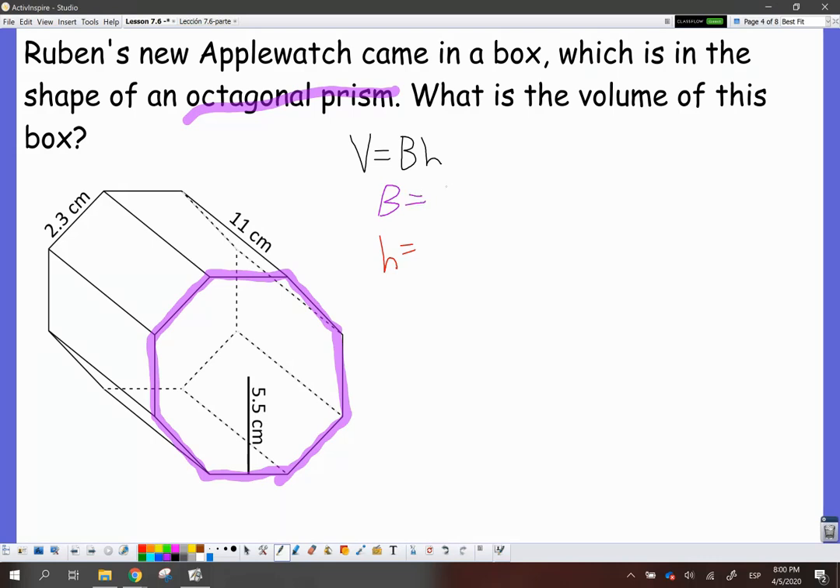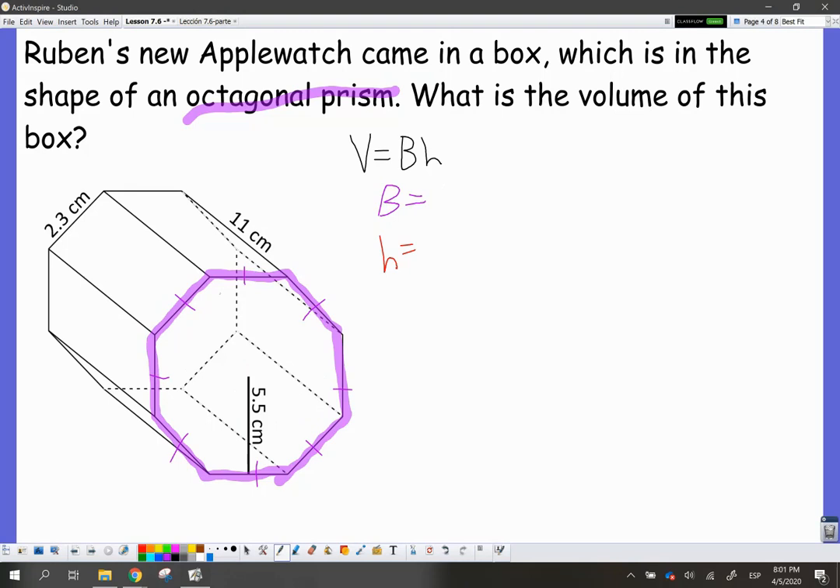Now, since this is a regular octagon, I know that every side is congruent. We're going to be using our formula for area of an octagon. Remember, we have those formula sheets in our Google Classroom. Go under classwork, look under the resources, and you'll find the formula sheet for area and for volume. Use those because we're going to need to still calculate area here.